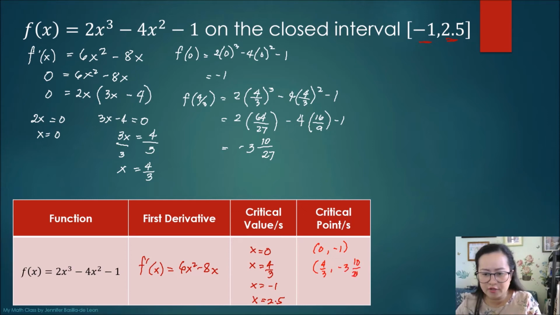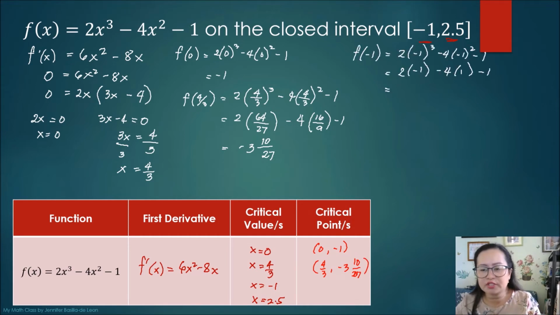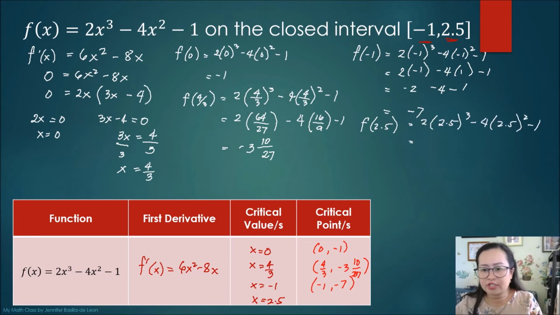For x equals -1, we will have 2 times -1 minus 4 times +1 minus 1. So simplifying, we will have -2 minus 4 minus 1. Simplifying that, we will have -7. So the critical point would be (-1, -7). Now, what if we have x equals 2.5? Using our scientific calculator, we will have 5.25.